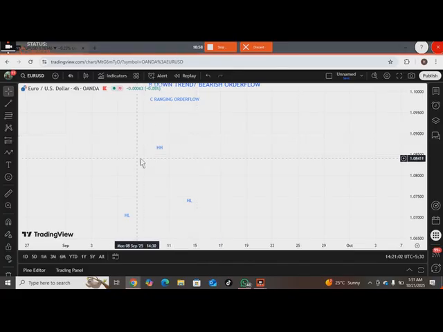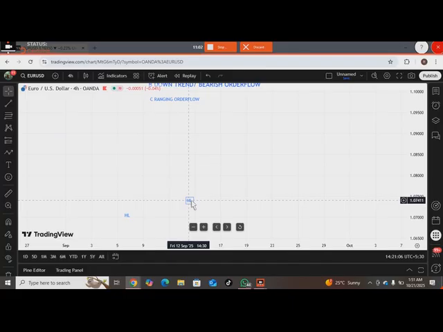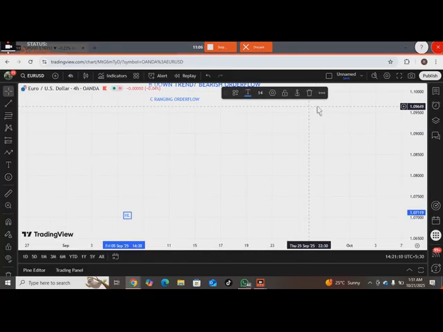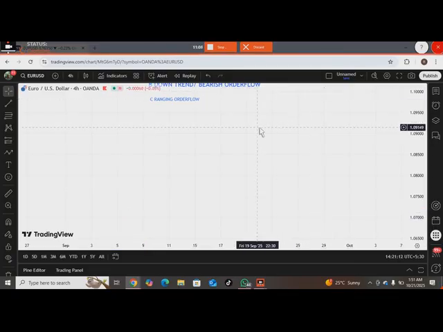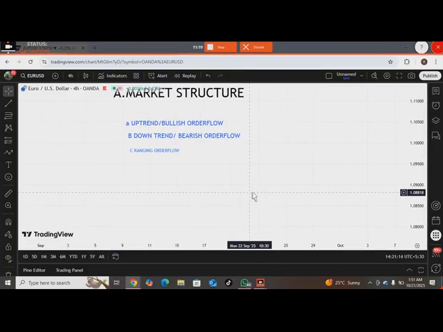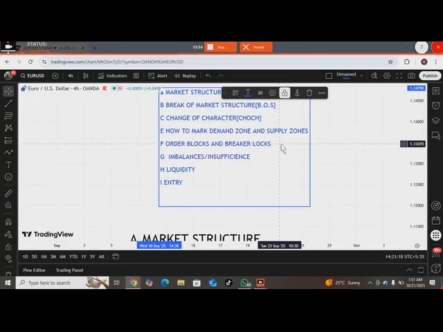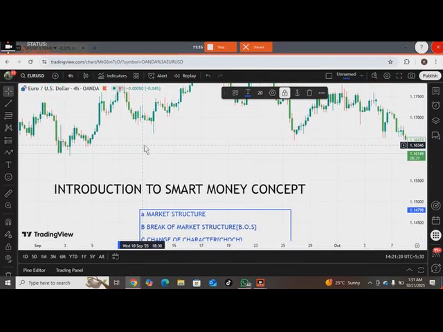As I've said, in the market there are three structures. Now we have begun with this first structure, that is uptrend. Now let us go and see the real market chart.